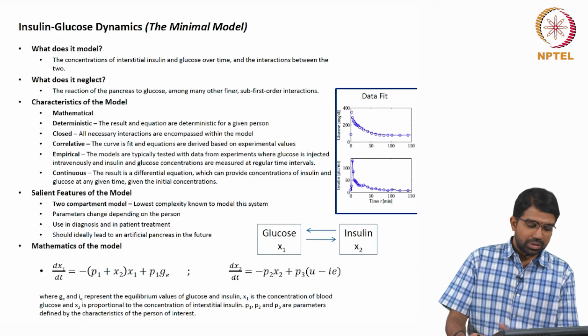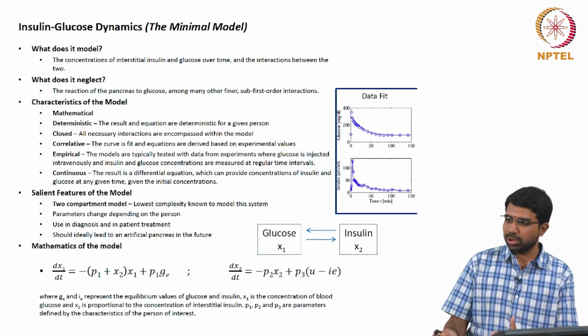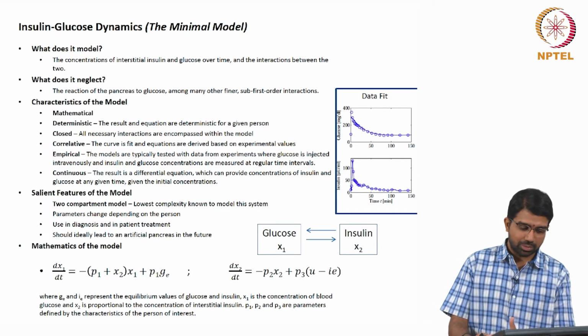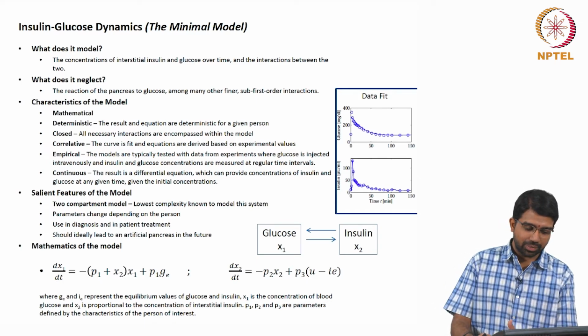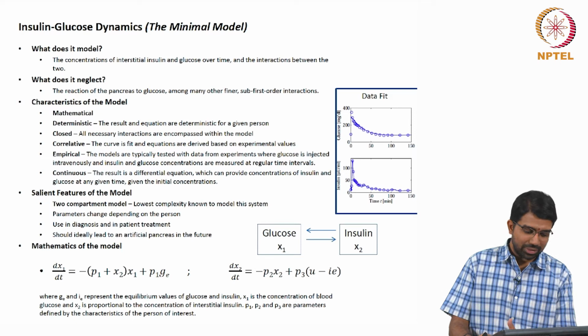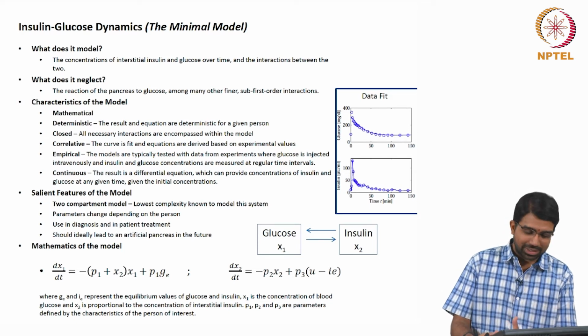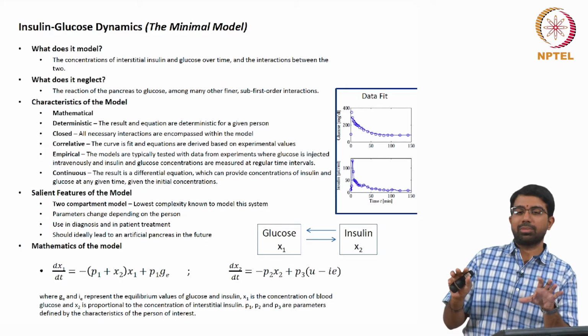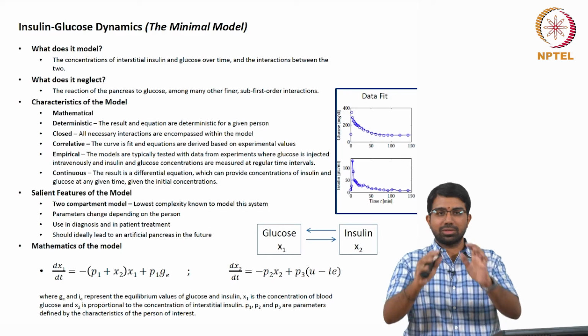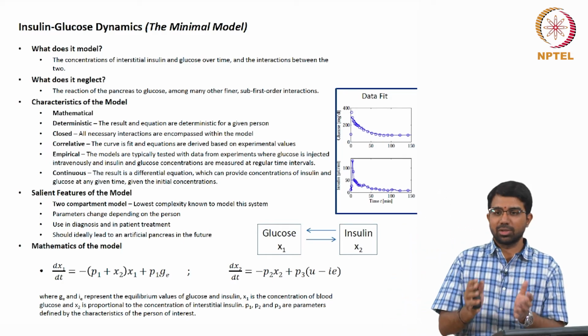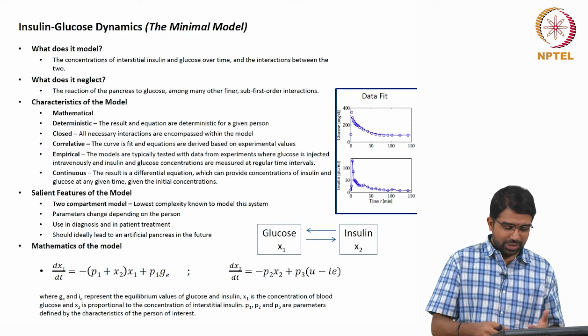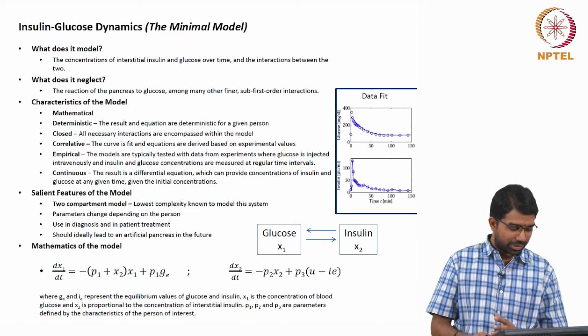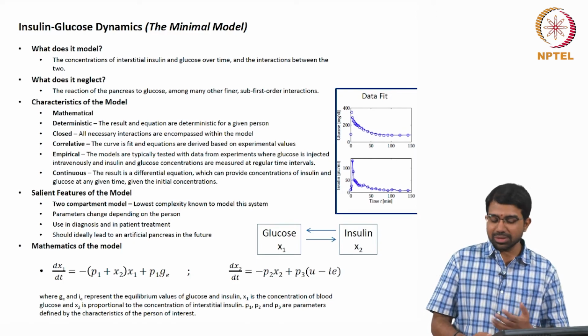So this is a deterministic model, no stochasticity is considered. It is a closed model, it is a correlative model, it is also somewhat empirical in the sense that it is not a mechanistic model. It is continuous of course because it varies with time, and it is considered a 2 compartment model. You have one box with glucose, one box with insulin, and very simple equations, just 2 differential equations. So this is a very simple example.